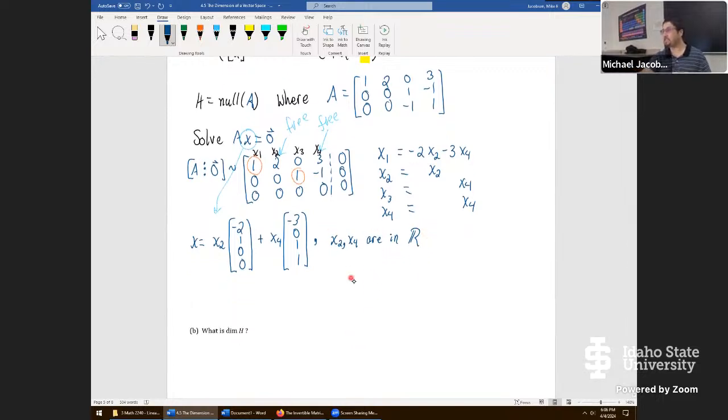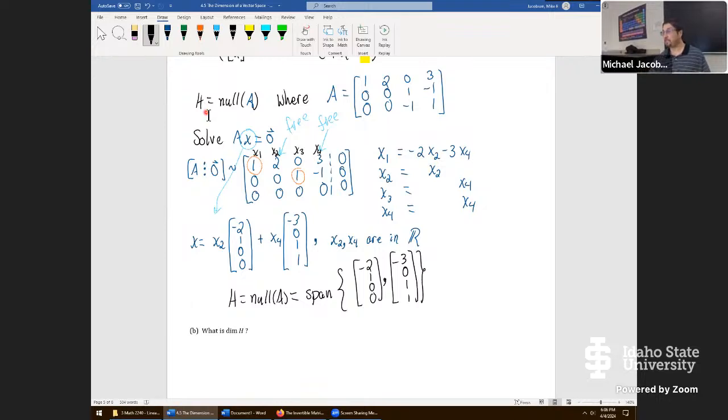The reason why it helps is we can now go back up here and say H equals null A for sure, but null A can now be expressed as the span of negative 2, 1, 0, 0, and negative 3, 0, 1, 1.